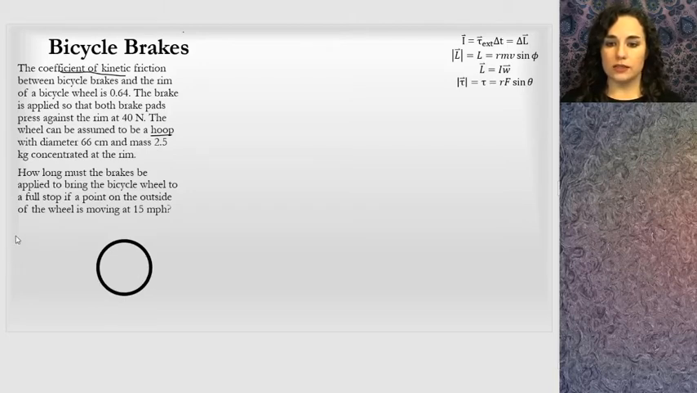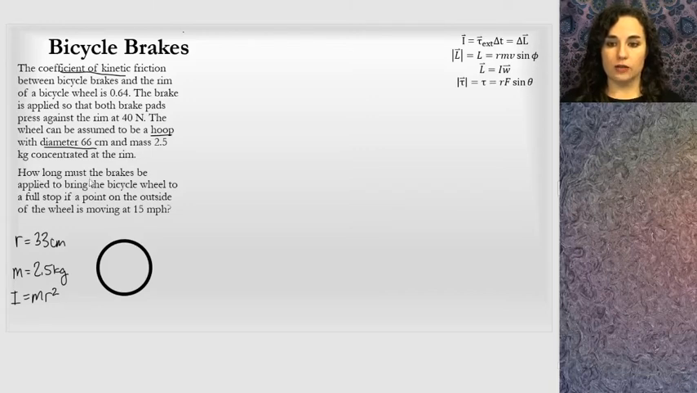And they're telling us that there is a radius for this hoop. 33 centimeters is going to be the radius if the diameter is 66. They tell us the mass is 2.5 kilograms, and they tell us there's a hoop, and so the moment of inertia of a hoop is mr squared. So we have some inertial quantities going on, which we will need for Newton's second law. We also see some information about a force. Some sort of kinetic frictional force is going to be used on the bicycle wheel.